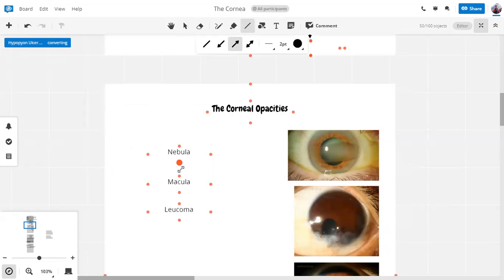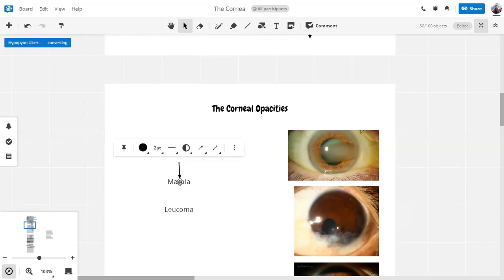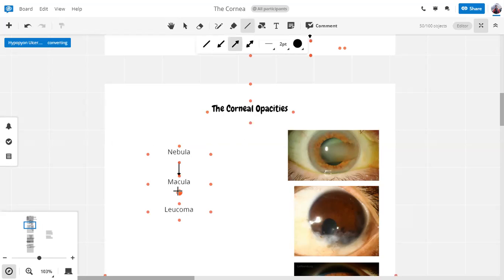The severity of these opacities is graded on the basis of what we can see through them, or the details we can appreciate through them. The cornea ke piche kya pada hota hai? Immediately behind the cornea, what's the structure present? Iris. Iris, right?